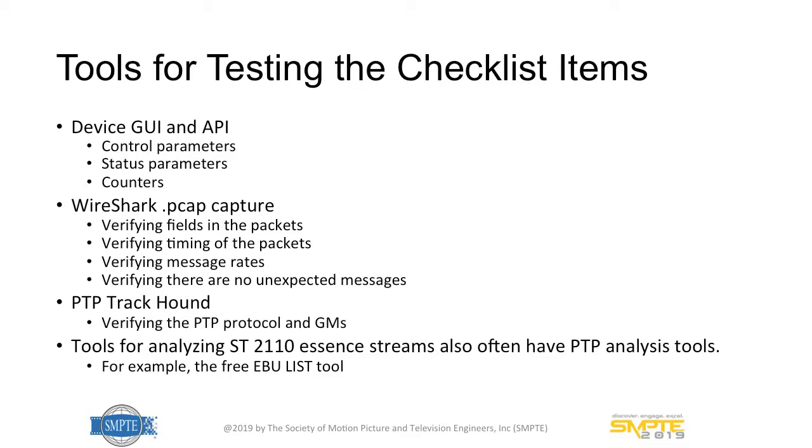So we have these long checklists of different items we need to check. How are we going to actually run these experiments and collect this data? Some of the data you can get from the different devices. Through their various GUIs and APIs, there'll be control parameters that you can read back, various statuses you can read back, and various counters that you can access.